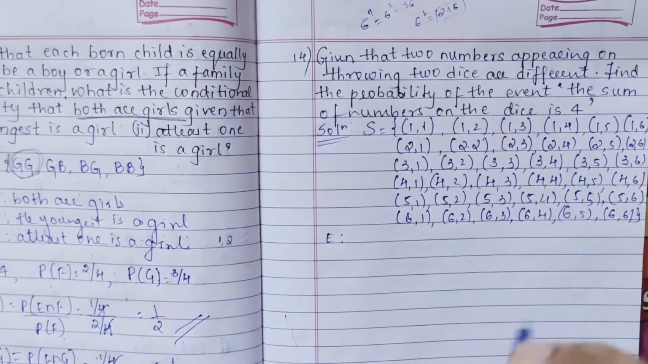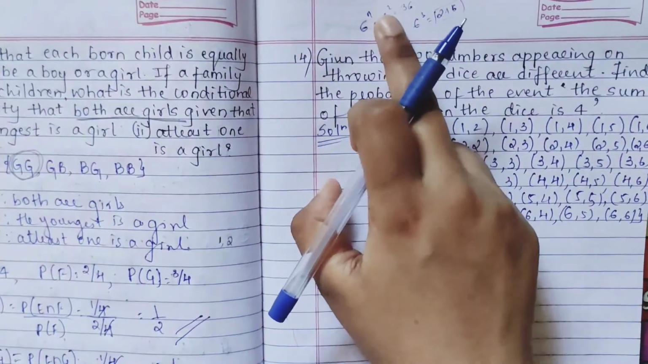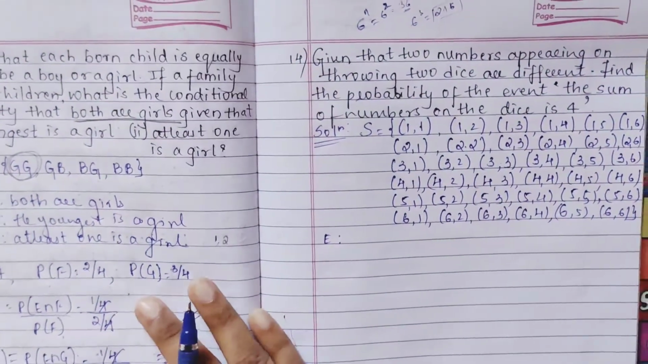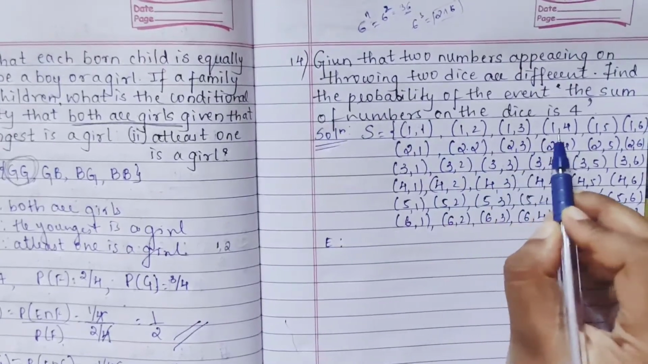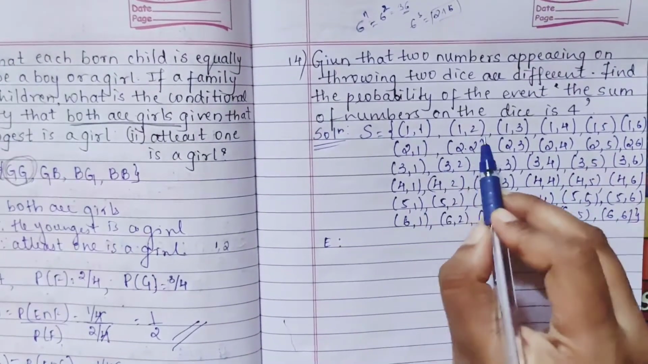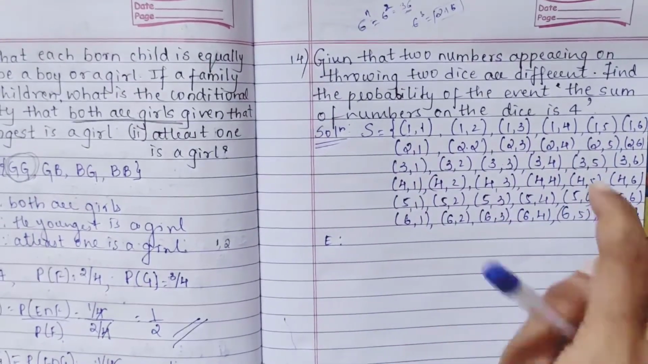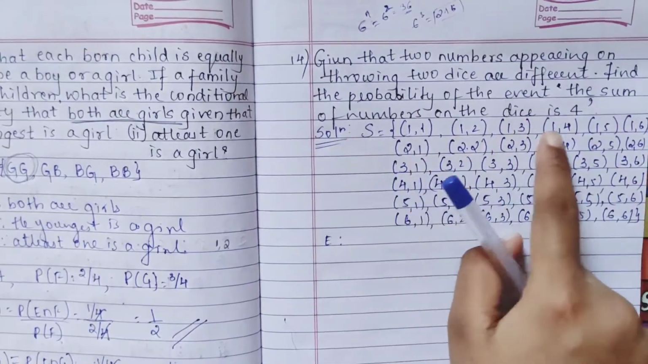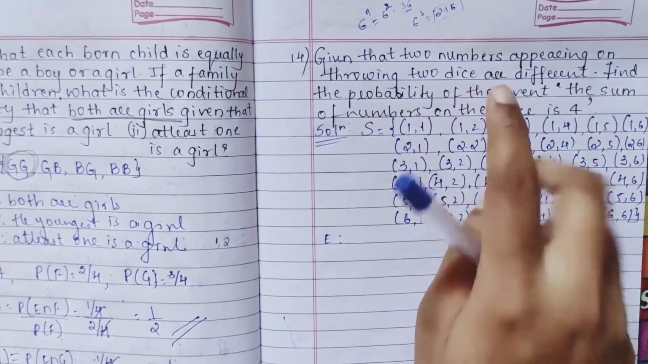Okay, 2 dice are different, so we can do 6 twice, so it is 36 you can take. The first number you take is declared as your first die, and the second number as your second die. Okay, so what they are telling: find the probability of the event that the sum of numbers on the dice is 4, given that the 2 numbers appearing on throwing 2 dice are different.